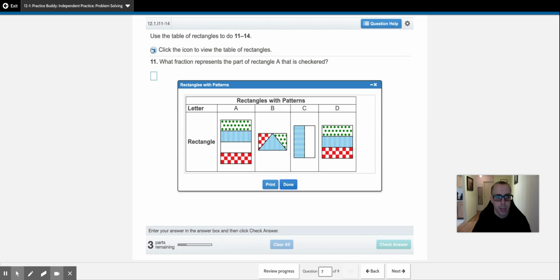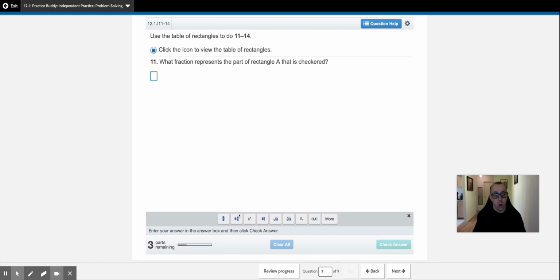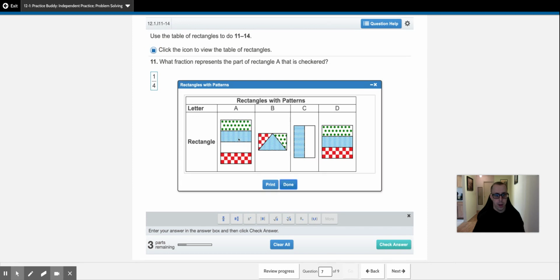Here, I'm going to click this icon. All right, what fraction represents the part of rectangle A that is checkered? So here's the checkered portion. So 1, 2, 3, 4. So 1 out of the 4 are checkered. So that's 1/4. Oops. 1 for my numerator, 4 for my denominator. Double check, letter A, 1 out of 1, 2, 3, 4. It's the total that goes on the bottom.